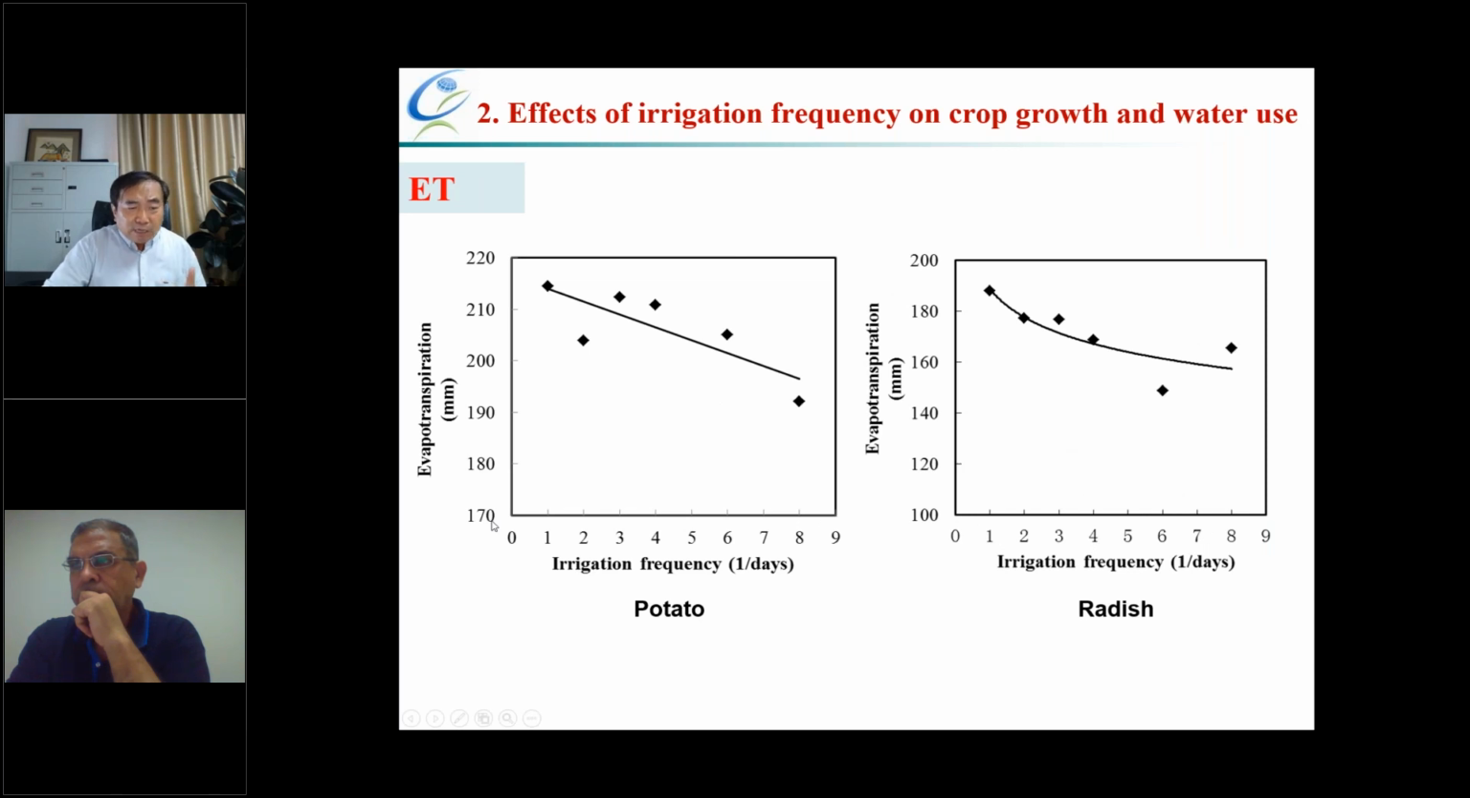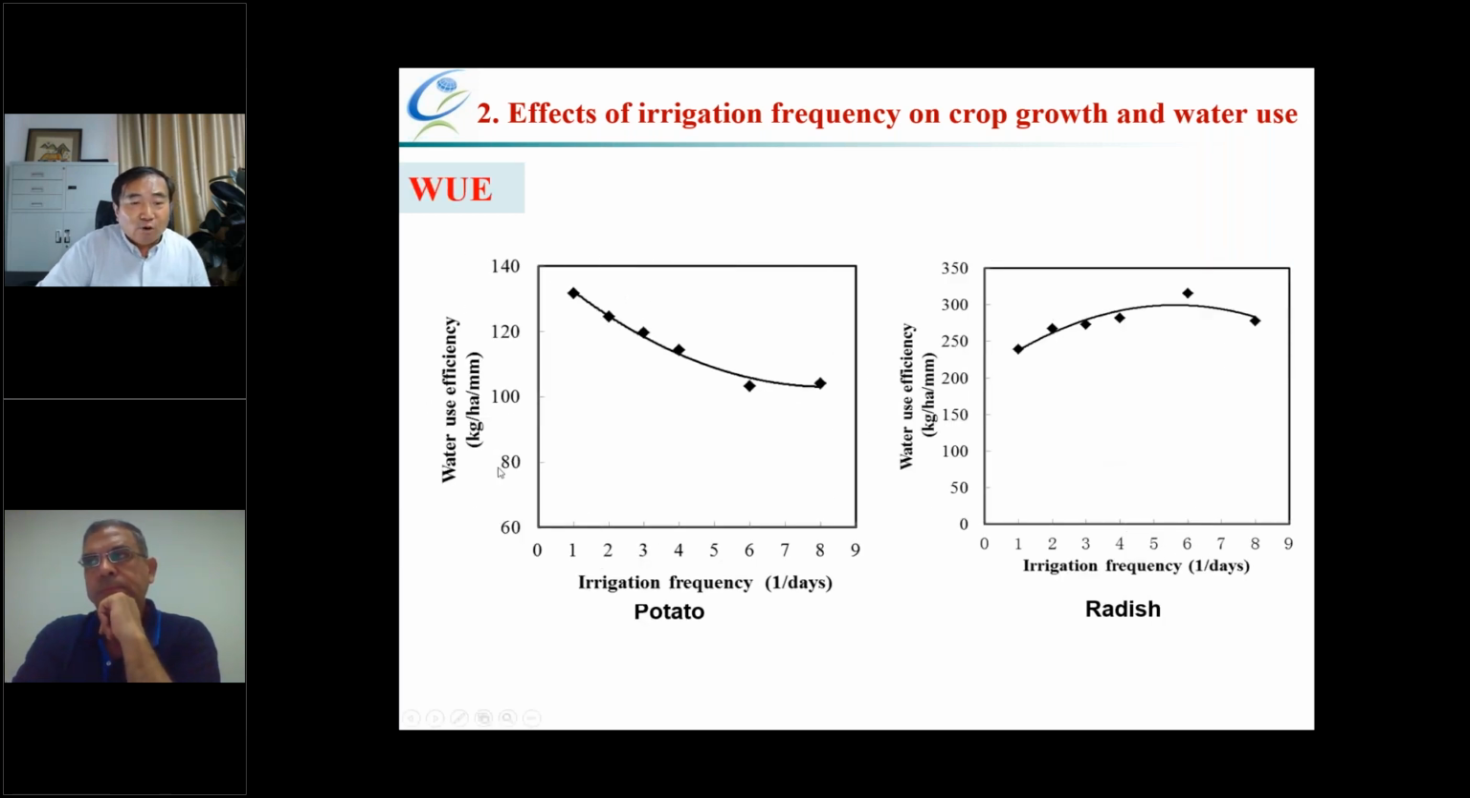And the evapotranspiration of potato decreases as the irrigation frequency decreases. Radish has the same tendency. So the water use efficiency for the potato decreases as the irrigation frequency decreases. Once every day for potato, the water use efficiency is the highest. But for radish, it's different. The water use efficiency increases as the irrigation frequency decreases. And once every 6 days, the water use efficiency is the highest.